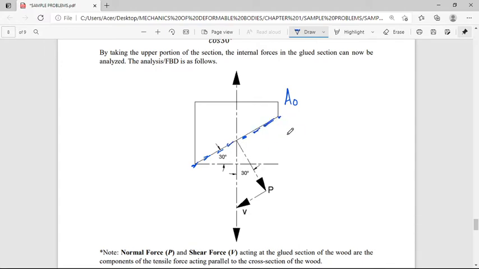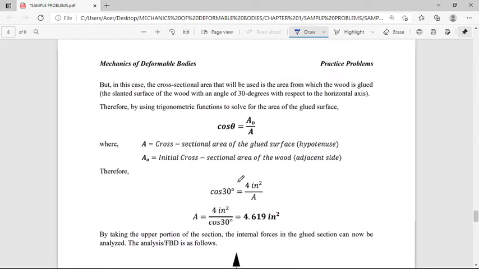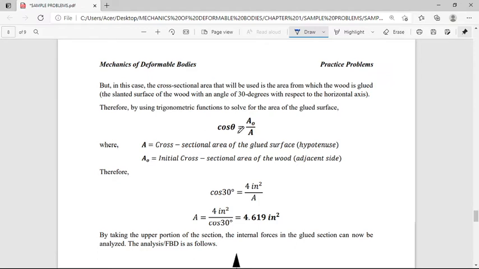Ayan. And therefore, kapag pinroject mo tong initial area na to, dito sa may horizontal axis na makikita mo, in line with the 30-degree angle, ito rin si initial area A sub O. And ito si area A. Sabihin natin ito yung area A, or yung area dun sa may glued portion. And therefore, we can use SOHCAHTOA. And in this case, we use cosine of theta, which is adjacent over hypotenuse.